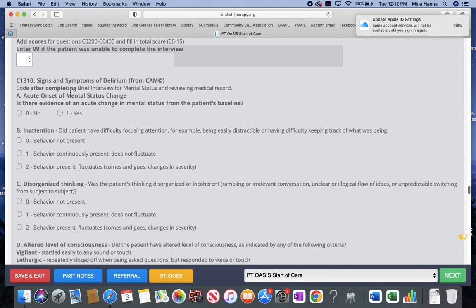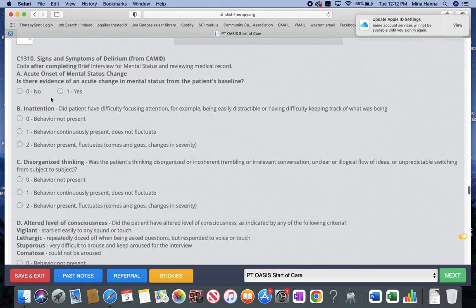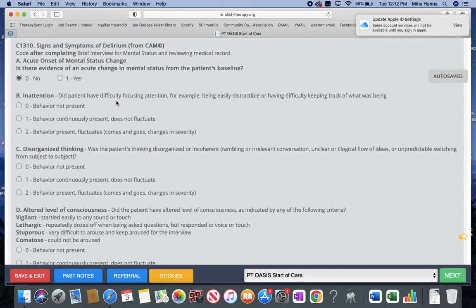And then it asks you a question about signs and symptoms of delirium. If after a brief interview, mental status and whatnot, is there any evidence of acute change in mental status? And you would just say no in this situation. Did the patient have difficulty focusing? And maybe you say behavior is present, fluctuates, comes and goes, whatever you want to say, or behavior not present. So, for example, being easily distractible.